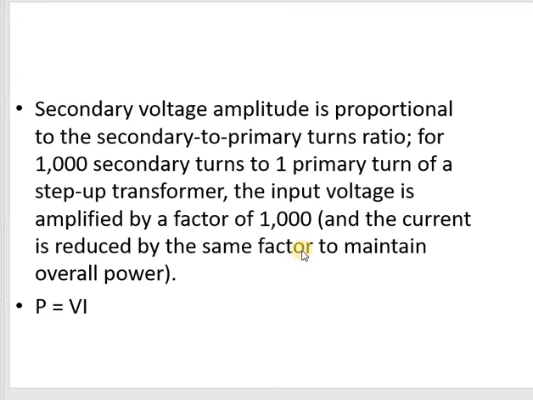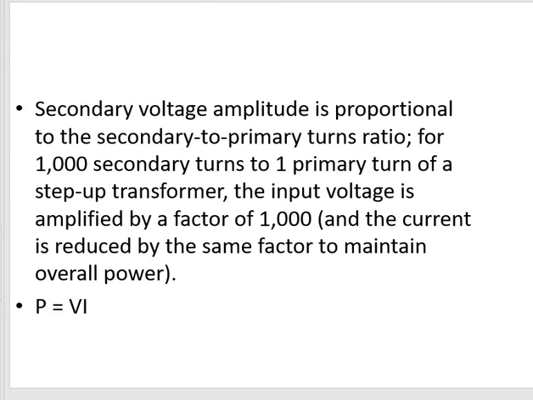However, 100% efficiency only works if there is no power loss. So power out equals power in. Therefore, power in the primary coil should be equivalent to power in the secondary coil. So the VI in the primary shall be equivalent to VI in the secondary. Let's assume the transformer that we are going to discuss today works at 100% efficiency.